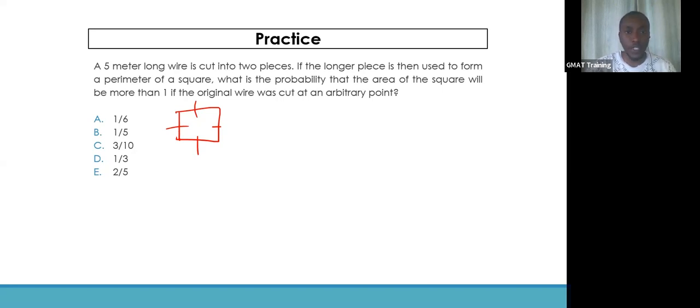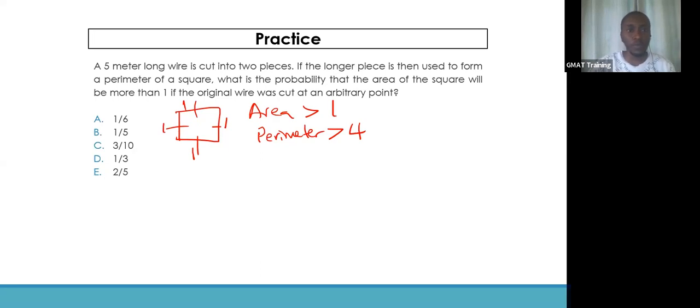So for the area to be more than 1, you need a certain perimeter. An area of 1 means that one length will be 1, so all sides should be 1 also. That gives a perimeter that should be greater than 4, since you already have 1, 1, 1 for each and every side. So an area greater than 1 means the perimeter should also be greater than 4.